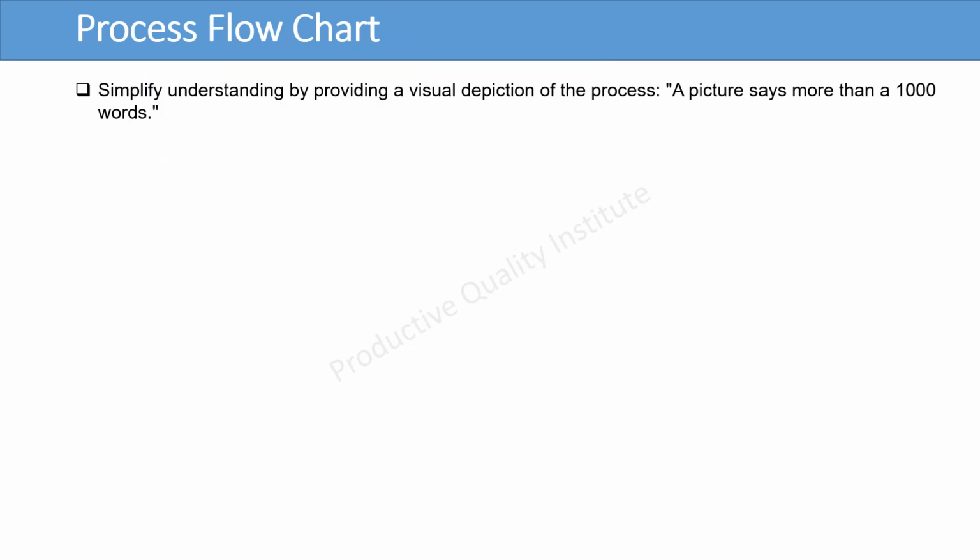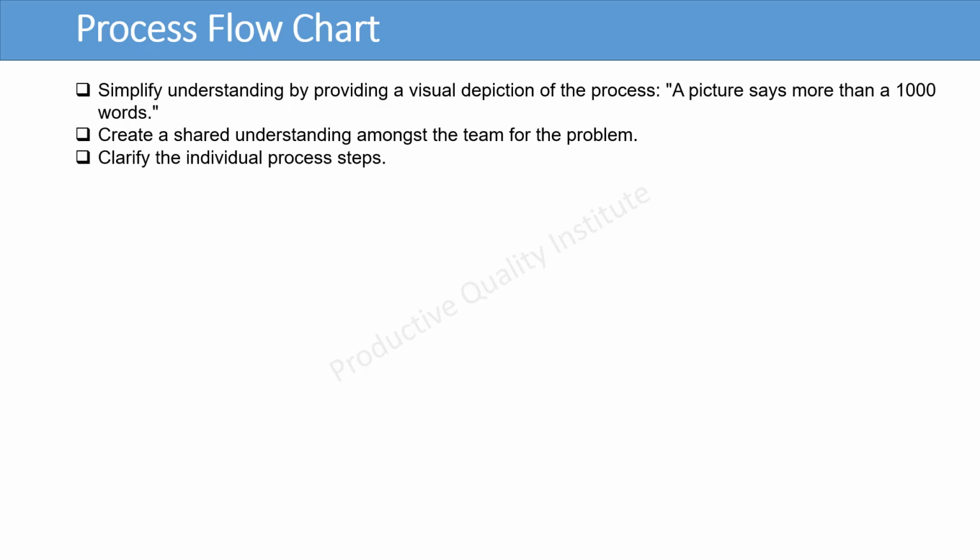What are the goals from using process flow charts? Simplify understanding by providing a visual depiction of the process. A picture says more than 1,000 words. Create a shared understanding amongst the team for the problem. Clarify the individual process steps.